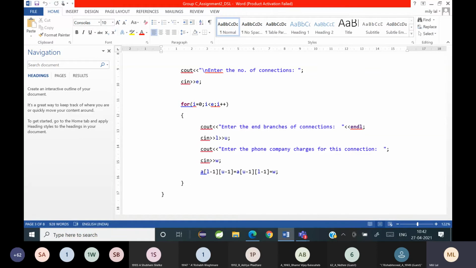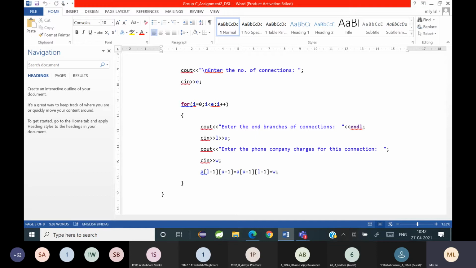So enter the end branches of connection L and U. L and U are the two vertices between which this one particular edge is going to be there. So I is equal to 0, I less than the edge, I plus plus. Suppose I told you there are 7 edges. I should specify between which vertices these edges are. Okay. Next, after doing that, enter the phone company charges for this connection.